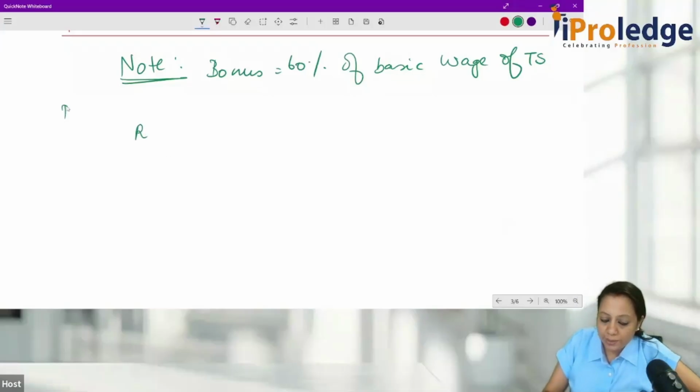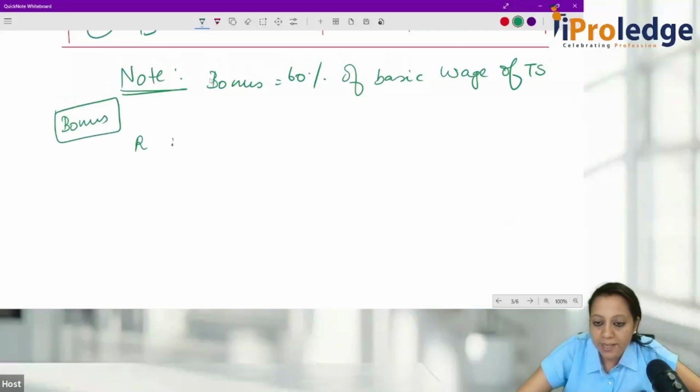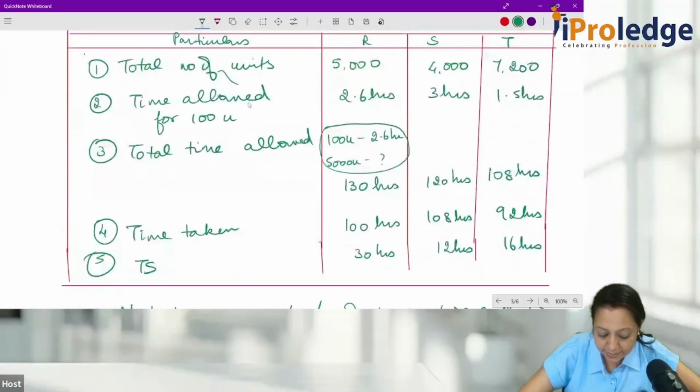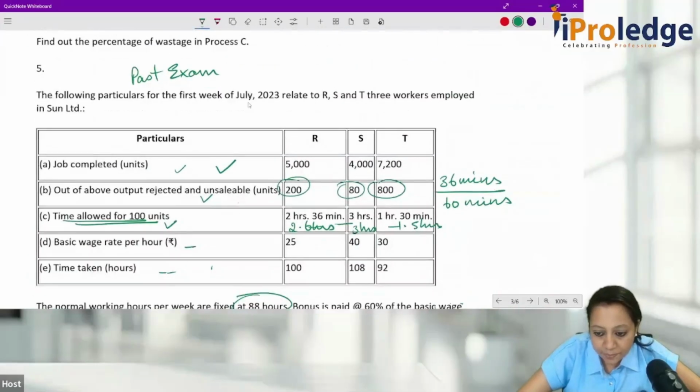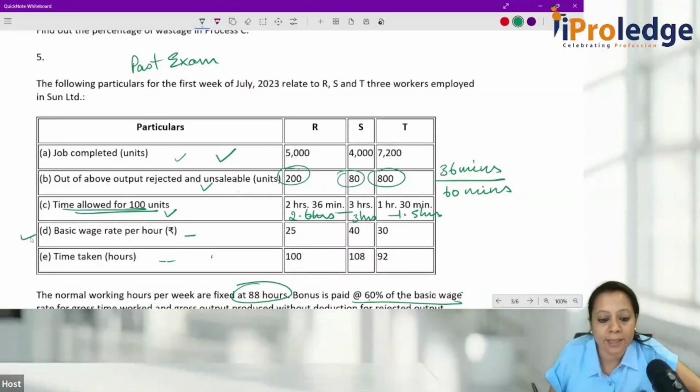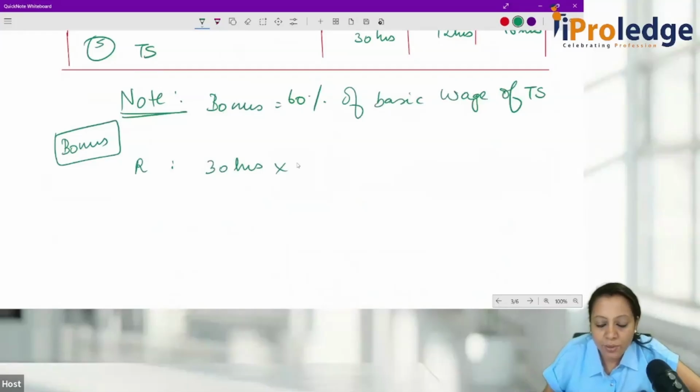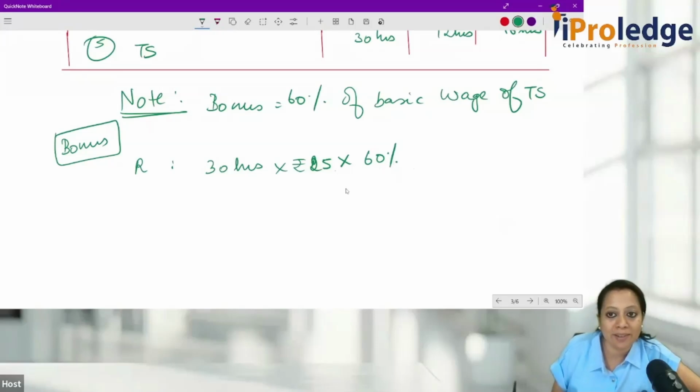So we have bonus calculation, obviously. For R, time saved was 30, 12, and 16. So 30 hours. And what is the basic rate? That also let us find out: 25, 40, and 30. Can you all see point number D? So into rupees 25, I am giving 60%. I hope everybody is able to understand. 60% of the basic wage is the bonus for the time saved.